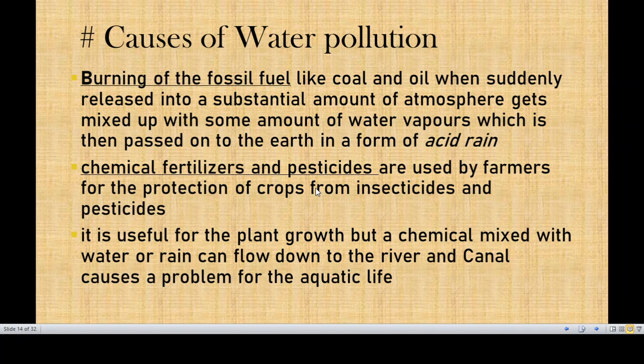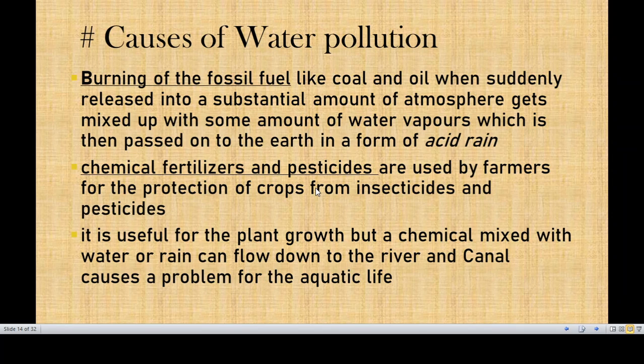Very quickly, the next one is burning of fossil fuels. This should not be very difficult for you to understand: directly burning coal and oil will cause ash, and these ashes and gaseous products will then settle down on the water body. In the first form directly, or in the second form they will mix with the water vapor and come down in the form of acid rain.